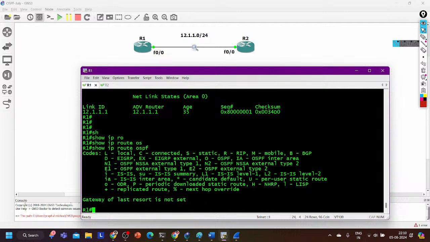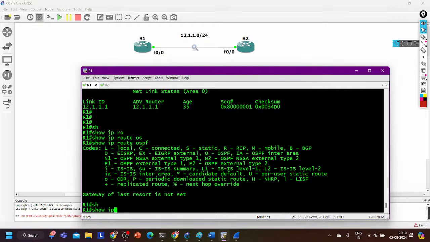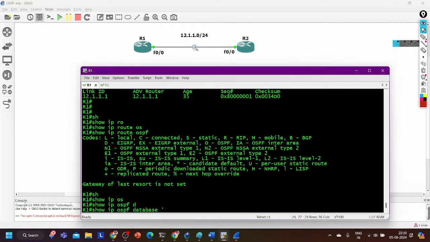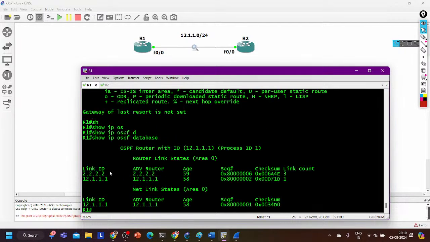So show IP route OSPF. But router 1 does not have any route in the routing table from router number 2. Router 2 is advertising the 20 network. So show IP OSPF database. You can see in the database there is an LSA of router number 2. And this is the router ID of router 1 now because it has elected this router ID automatically. The reason is there is no loopback. I have not configured it manually, so it picked the physical interface IP address.